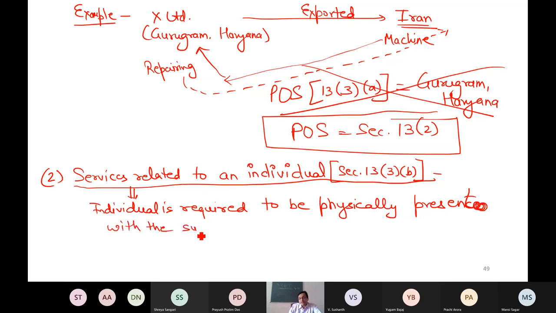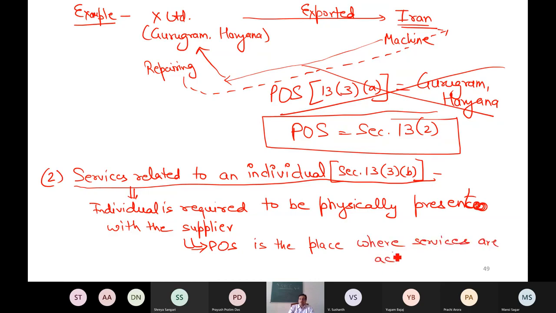If this is the case, then the place of supply is the place where services are actually performed. In this case, the place of supply is the place where services are actually performed.